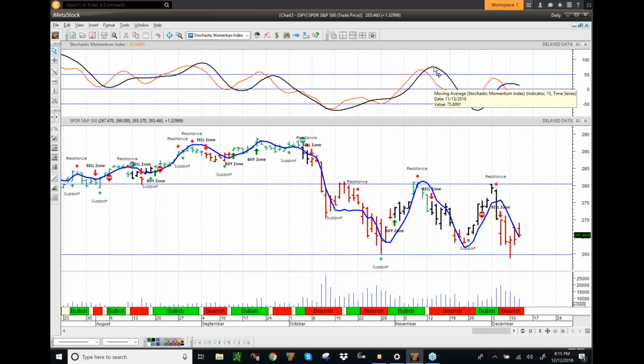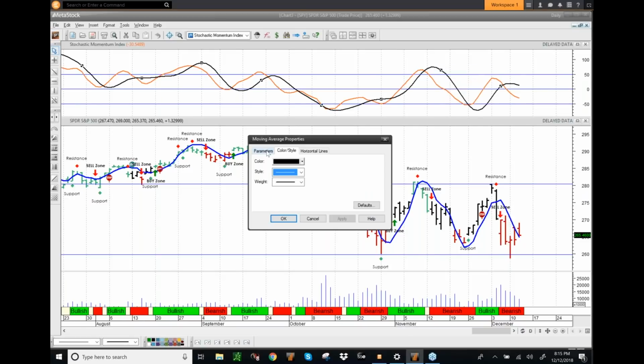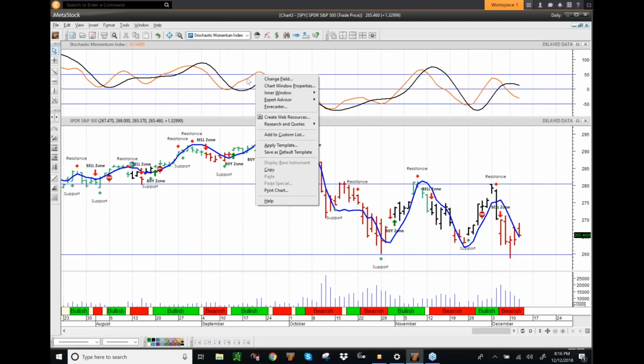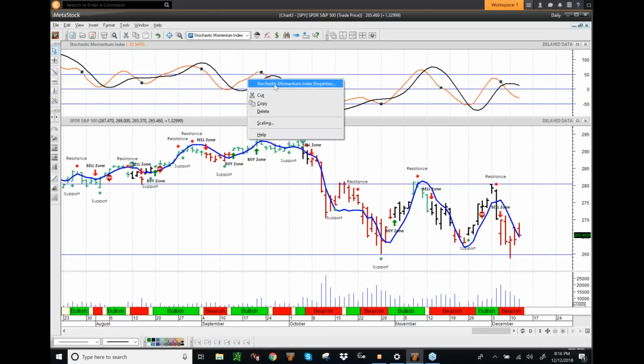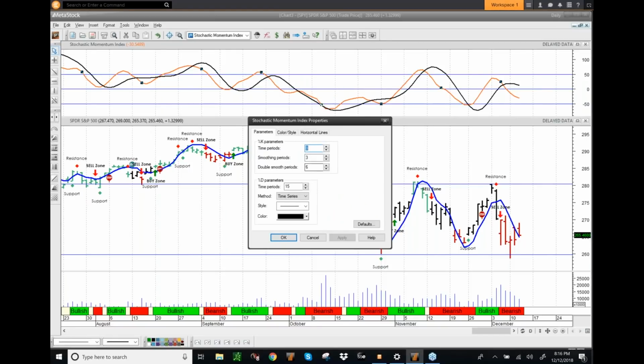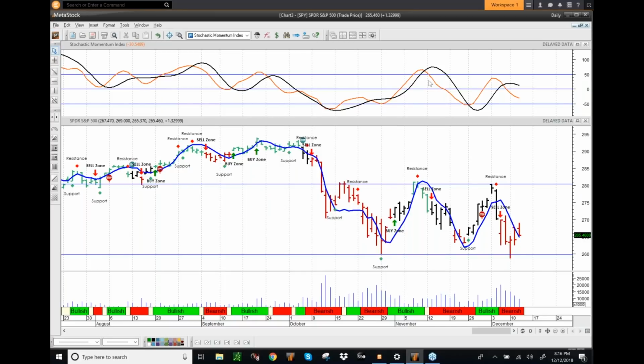Now, this is a stochastic. I want to show you the parameters, right? The parameters for the moving average, it's a 15 and it's a time series, okay? And then the parameter for the actual stochastic is 8, 3, 6, okay? And that's what we're looking at tonight. What these will give you are areas of support and resistance.